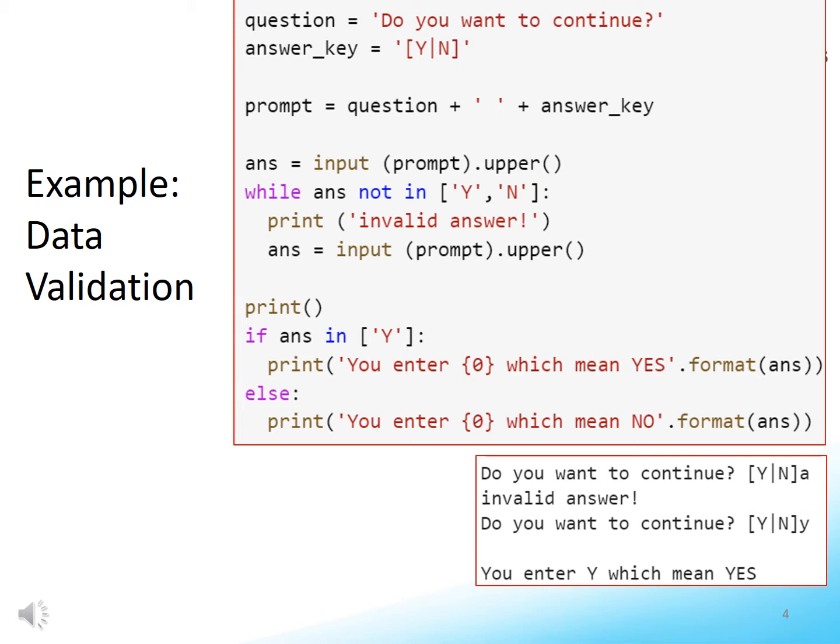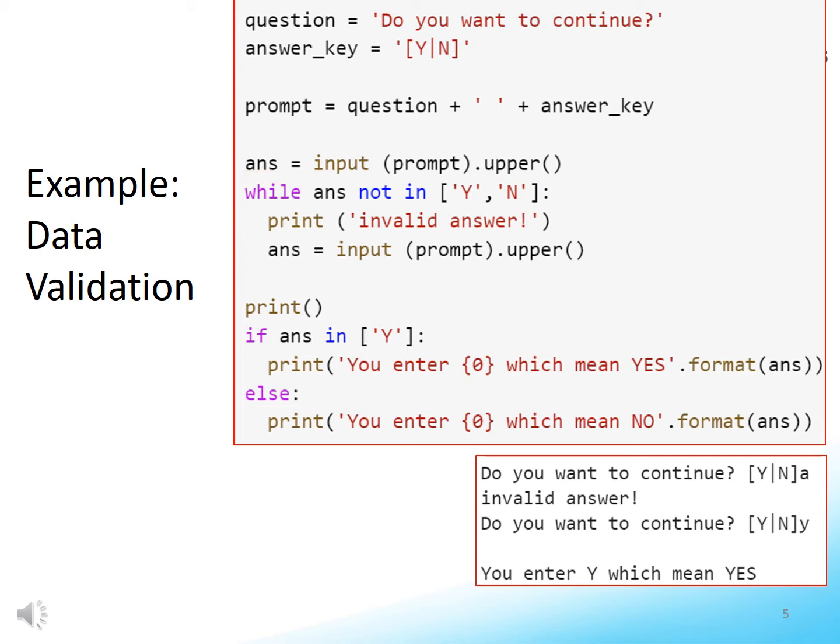In the code fragment, the data validation logic uses a while loop to ensure that only a valid answer from the user is accepted. The variable question stores the question that will be shown on the screen. The variable answer key stores the expected answers. The variable prompt stores the combined question and answer key. The prompt is shown to the user. Capture the user's input. Convert the user's input to uppercase, and store the capitalized answer.